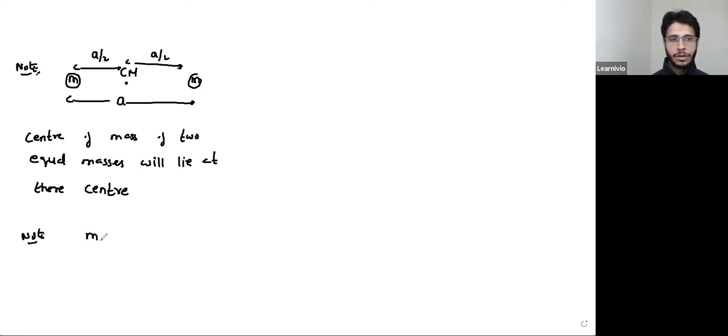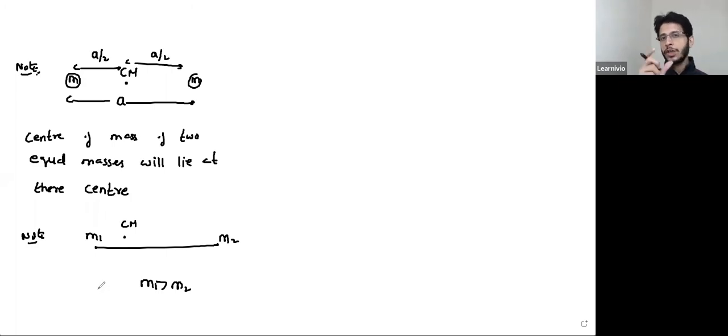But if masses are not equal, this is m1, this is m2. If I say that m1 is greater than m2, then center of mass will lie near the heavier mass. This you can easily calculate by considering one of them at the origin. But these are conceptual questions. You can remember these things directly: that center of mass of a system having two unequal masses will lie near the heavier mass.